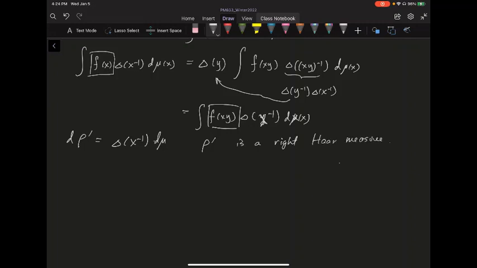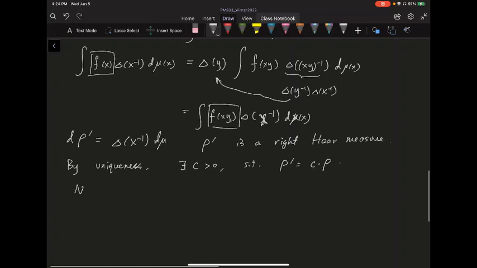So now we have rho is a right Haar measure and rho prime is a right Haar measure. So by the uniqueness, they have to differ by a scalar. So by the uniqueness, there exists some constant c greater than 0, so that rho prime is just c times rho. All right, so essentially now we just need to prove that this constant c is equal to 1. Then we should be done.